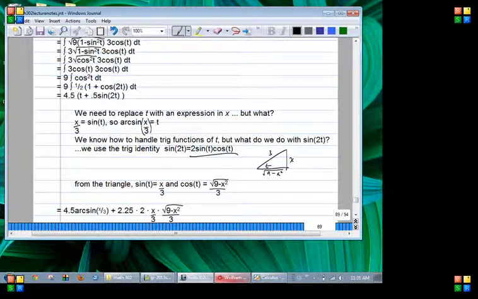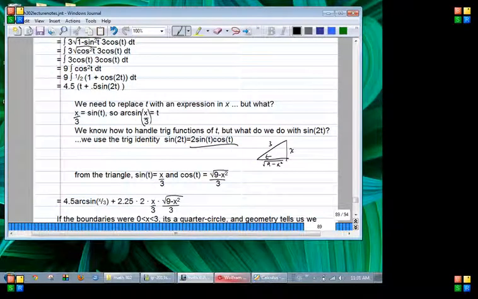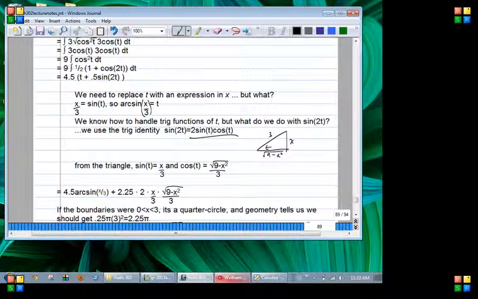Now, suppose that we did have boundaries we wanted to evaluate this. I actually want to check something. Is this right? In other words, what if I gave you the boundaries from 0 to 3? If the boundaries are from 0 to 3, then that should give you a quarter circle, and the area should be 1/4 pi r squared. So evaluated from 0 to 3, we should get 2.25 pi. So is that true?